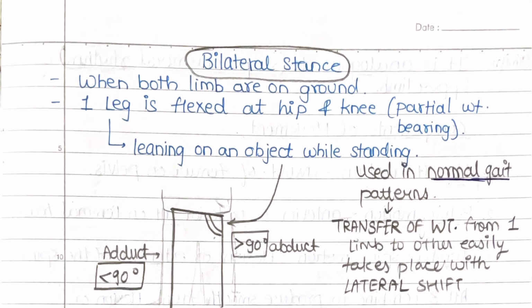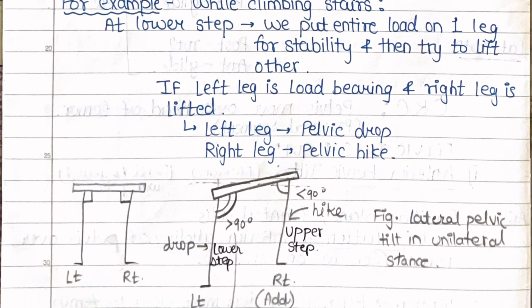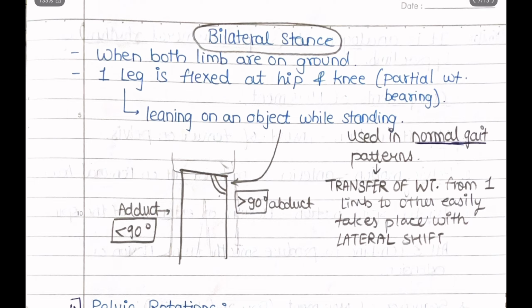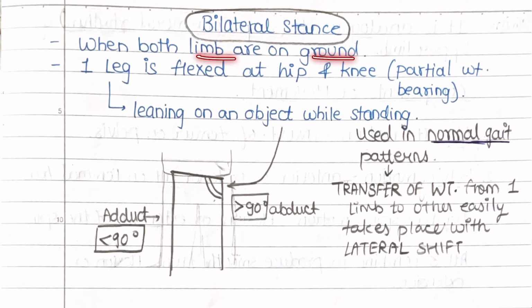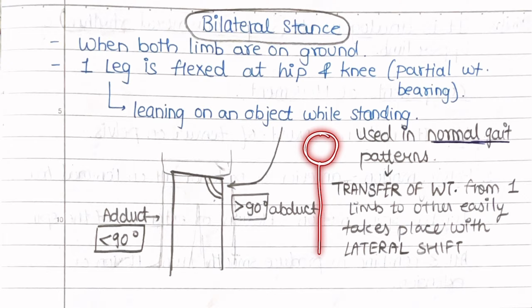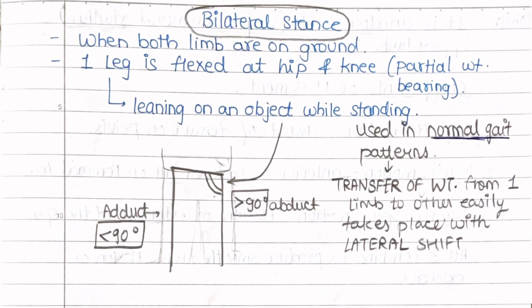Then let us understand what is bilateral stance under pelvic tilt, which is lateral pelvic tilt. Lateral pelvic tilt occurs in unilateral stance as well as in bilateral stance. In bilateral stance, both limbs are on the ground, and one leg is flexed at the hip joint and knee, with partial weight bearing. So it is leaning on an object while standing. Suppose you imagine this is your body and you are standing, and this is your leg and you are leaning on something. So you are flexing your hip joint as well as your knee joint. This is a bilateral stance example.